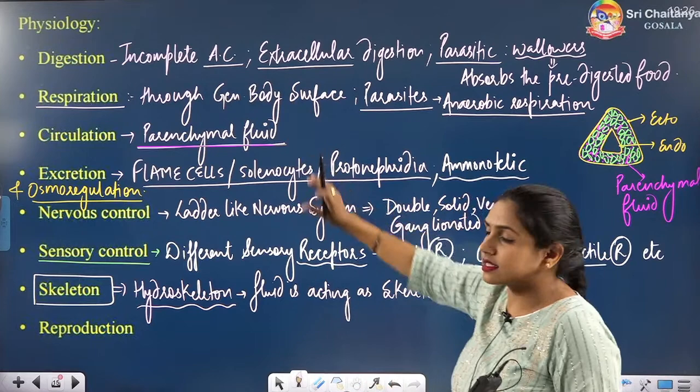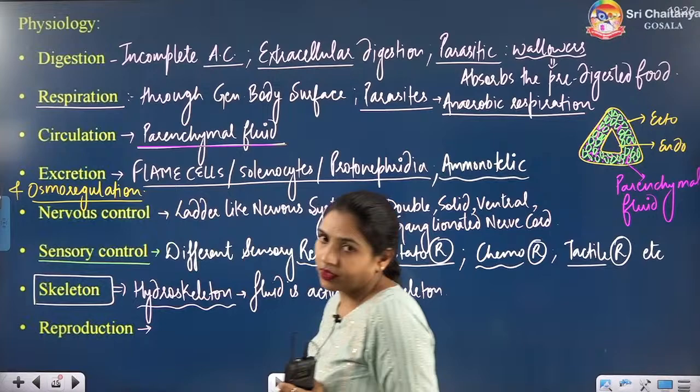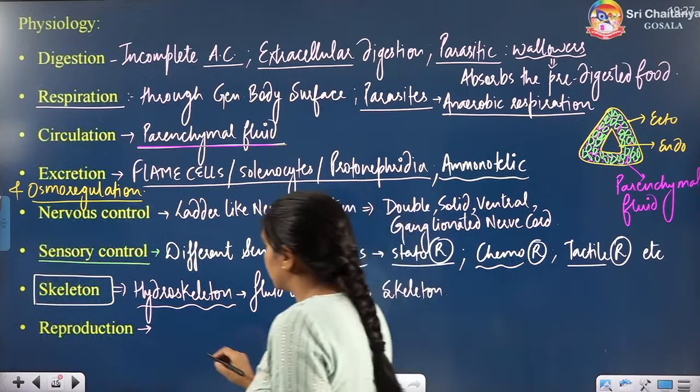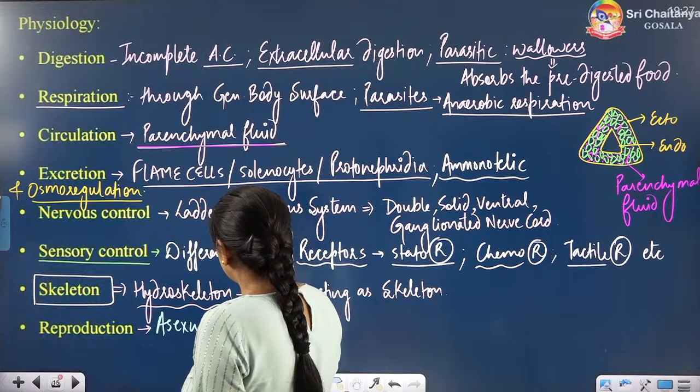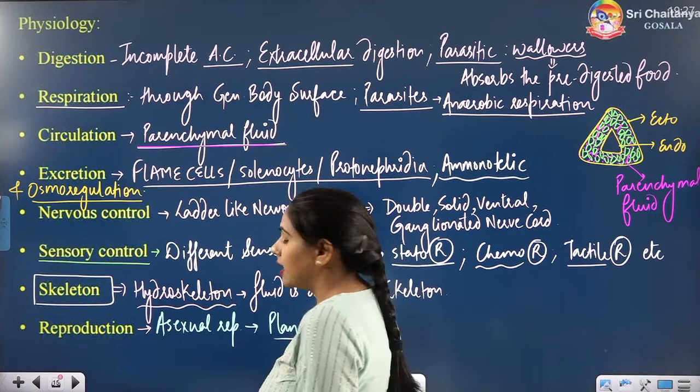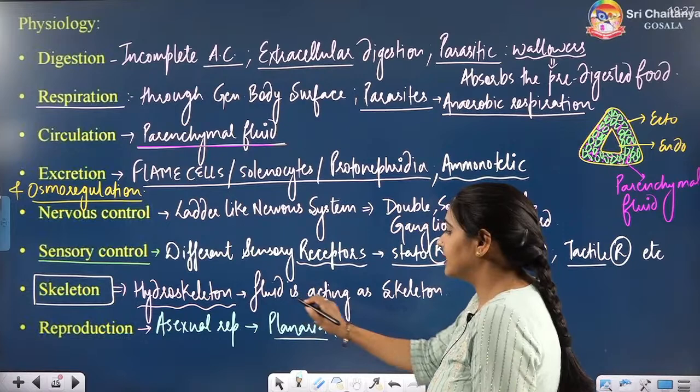Now the important part is reproduction. We can see asexual reproduction and sexual reproduction here. If we talk about asexual reproduction, then it is seen in planaria. I have given you the example of planaria, right? It is a free living flatworm. It shows asexual reproduction, it shows transverse binary fission, beta.